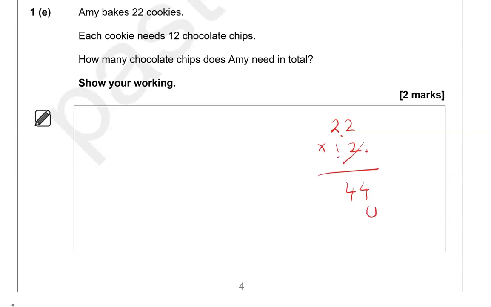That's why we put a 0 down first. So 1 times 2 is 2. 1 times 2 is 2. Adding these together, we get 4, 6, 2. So 264.